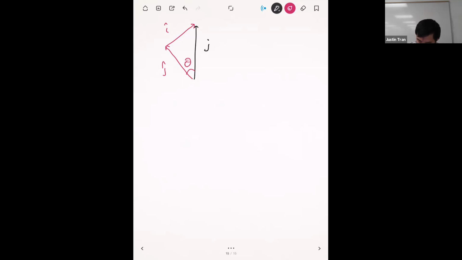If we form the same kind of relationship, the j vector is going to be equal to a component in the I hat direction. This component here is this one right here, and so this is going to be sine theta I hat. It's in the positive I hat direction because it's going up and to the right. Then we have a component in the j hat direction, and in this case it's going to be a positive cosine theta j hat.